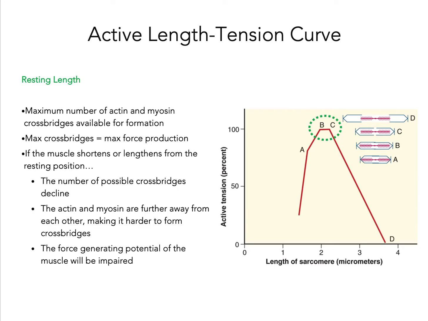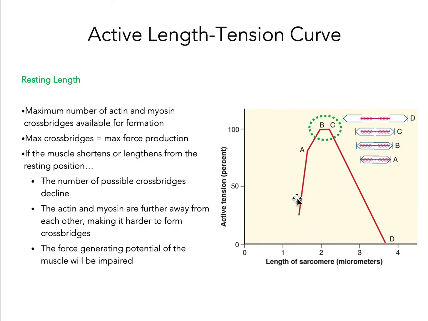So let's take a look at the concept of resting length. It's the length with the maximum number of actin and myosin cross bridges available for formation. So the more cross bridges we have, the more force we will be able to produce. So the ideal length would be position B and C for force production. Here we have the number of possible cross bridges.